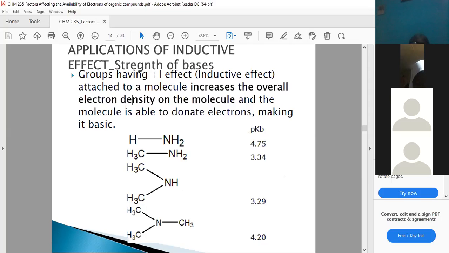And as I explained earlier, it is because of steric effect that trimethylamine is a weaker base than dimethylamine. Okay?